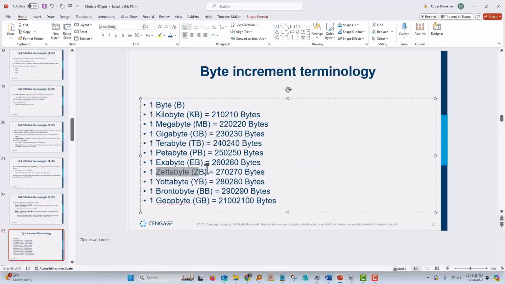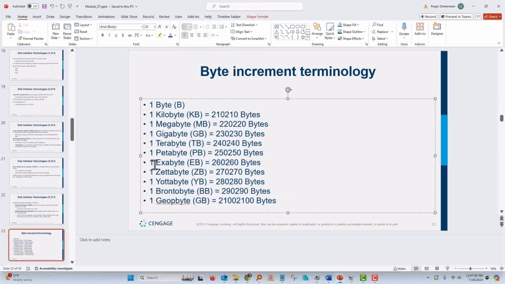I always remember those by thinking about the candy Pez, P-E-Z. So remember after terabytes, petabytes, exabytes, zettabytes. After that would be yottabytes, brontobytes, and geopbytes. By the way, the P is silent and it's pronounced geobytes.